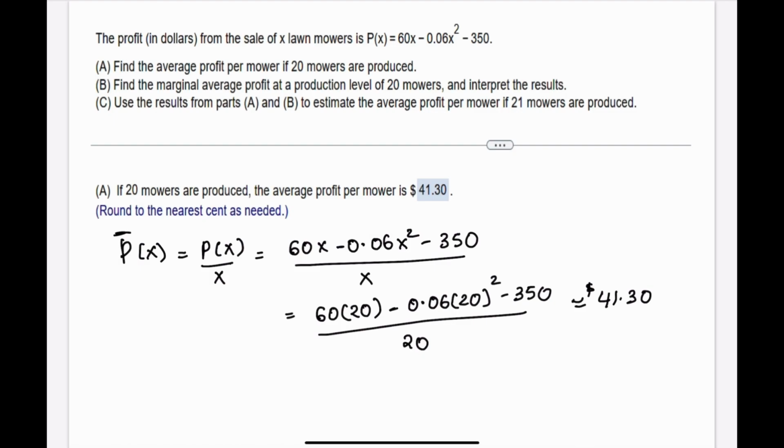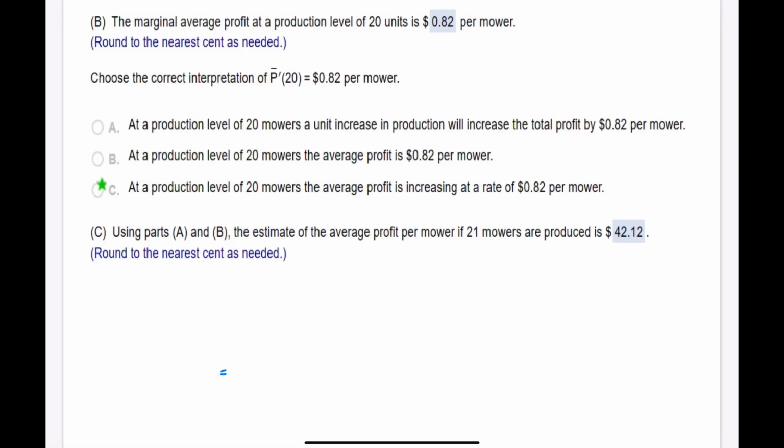It's very important we understand. So if 20 mowers are produced, then the average profit per mower is going to be $41.30. Okay, that's understood. Now let's go ahead and take a look at the next option.